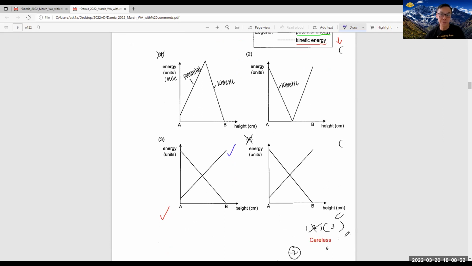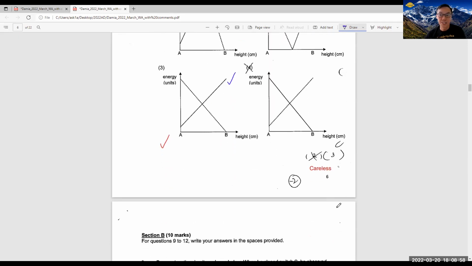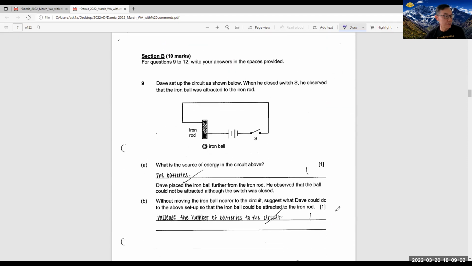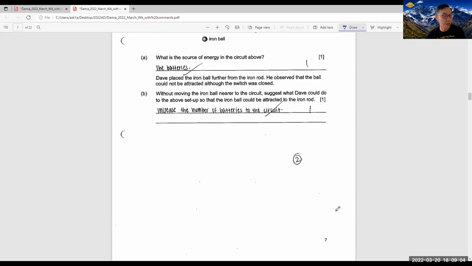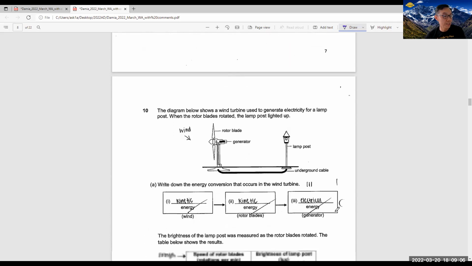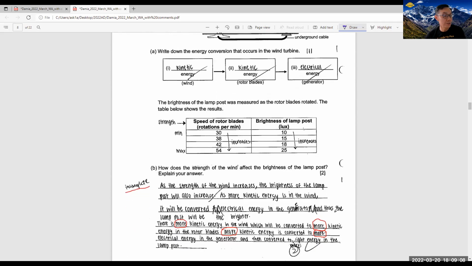So not to worry if you make this careless mistake, just learn from my systematic way of presenting the answers and using annotations. So section B, the student did quite well, got this one correct as well.